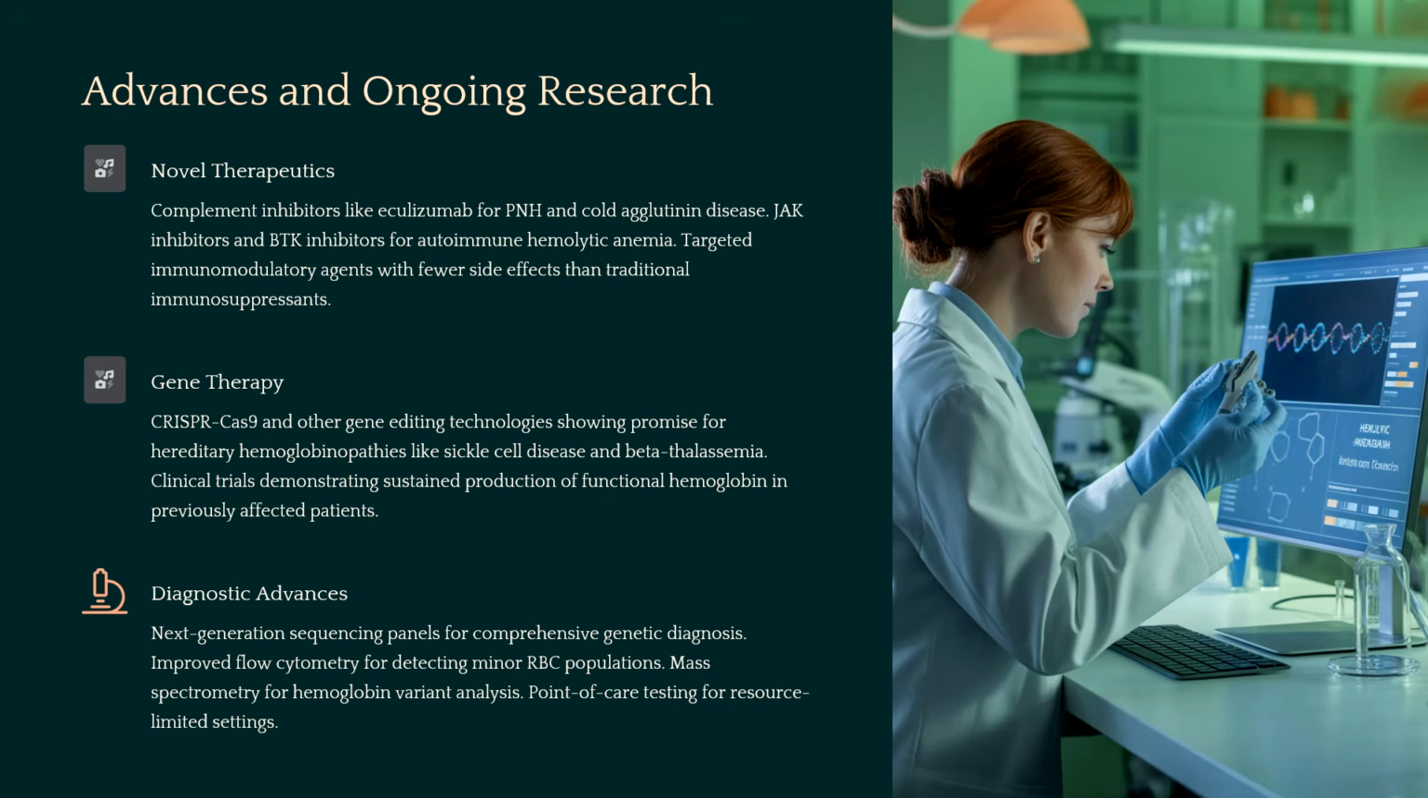Regarding the advances and ongoing research, novel therapeutics are there. Complement inhibitors are used for PNH and cold agglutinin disease. There is also gene therapy for hemoglobinopathies like sickle cell anemia and beta thalassemia. Then diagnostic advancements are there. These are not at all pocket friendly, but still people can go for that.